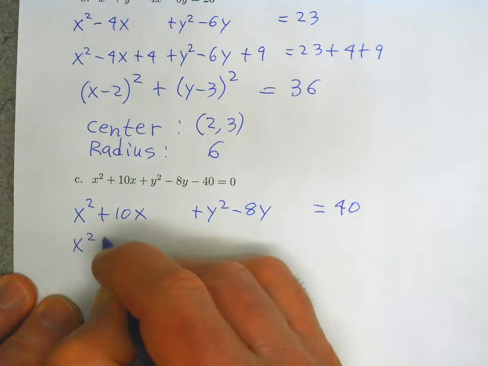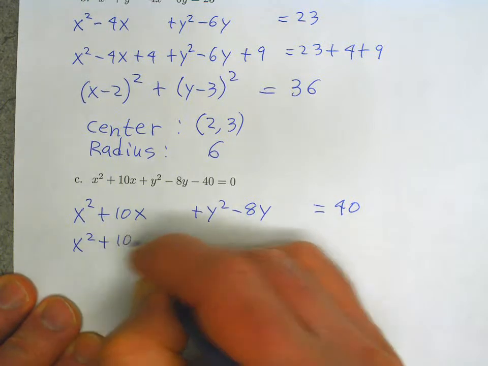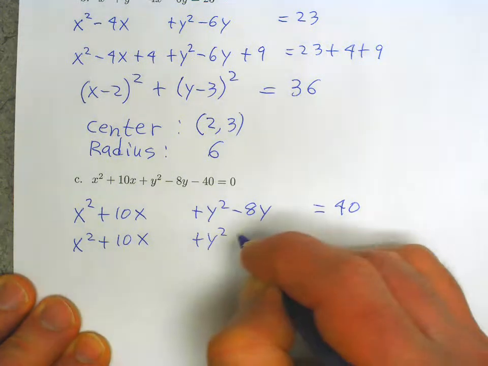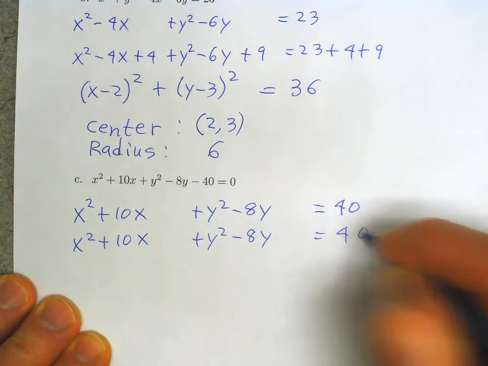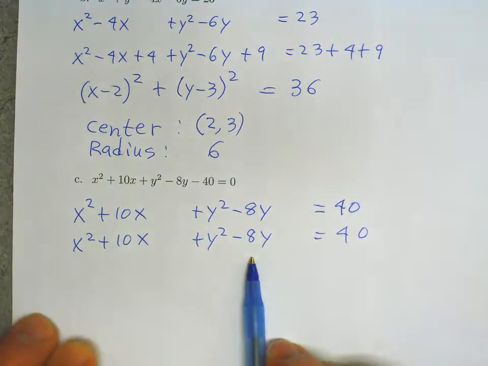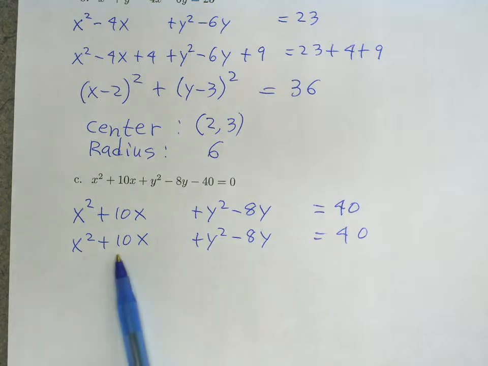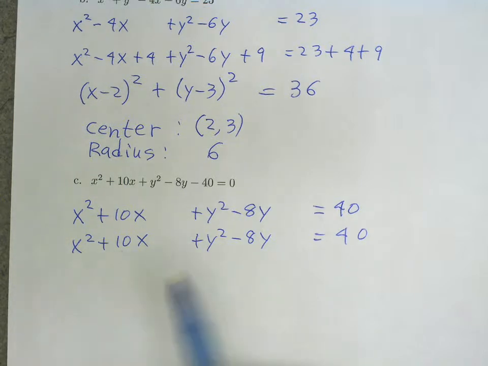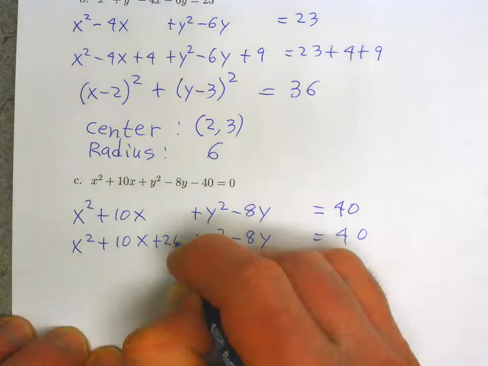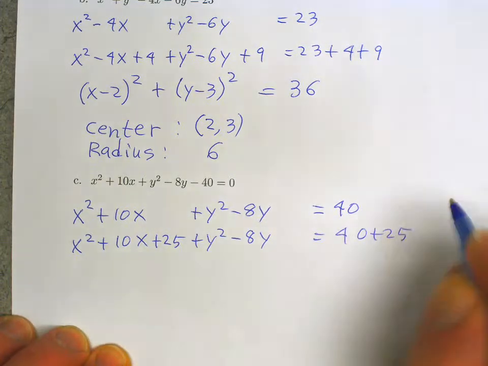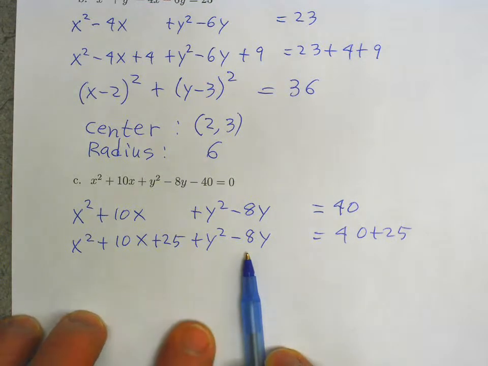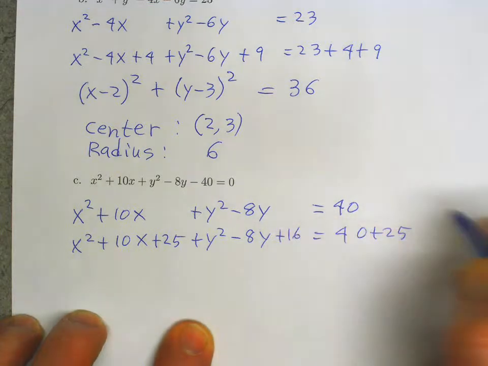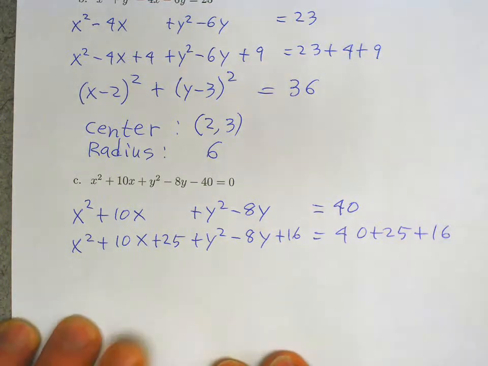Okay, then in the next step, we'll complete the square twice, once for x squared plus 10x, and the other time for y squared minus 8y. Okay, so to complete the square here, 1/2 of 10 is 5, 5 squared is 25, so we add 25 to both sides. And then y squared minus 8y, 1/2 of negative 8 is negative 4, and when you square negative 4, you get positive 16, so we add 16.